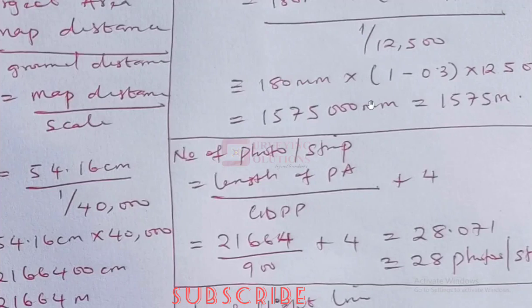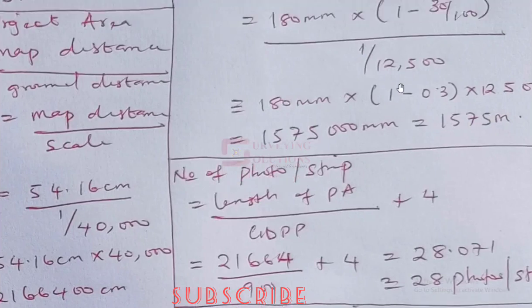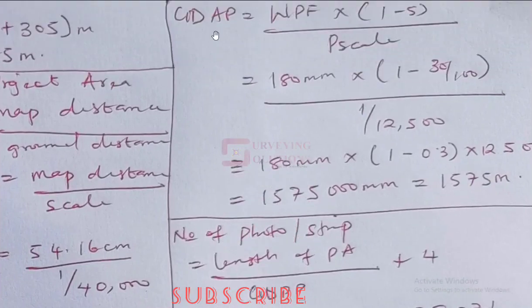So you should be able to arrive at 1575 meters, right? Good. So that's actually the ground distance between adjacent points. Are we together? Now we are almost done.